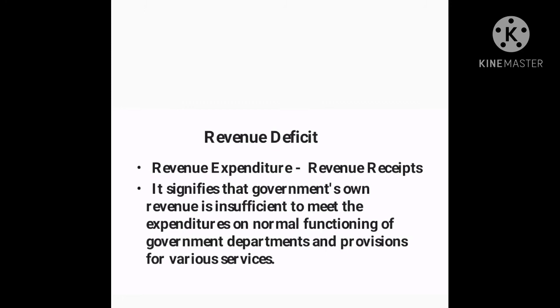A high degree of deficit symbolizes that the government should reduce its expenditures. The government may raise its revenue receipts by raising income tax. Disinvestment, selling off assets, is another corrective measure to minimize revenue deficit. Formula क्या है? Revenue expenditure minus revenue receipts.